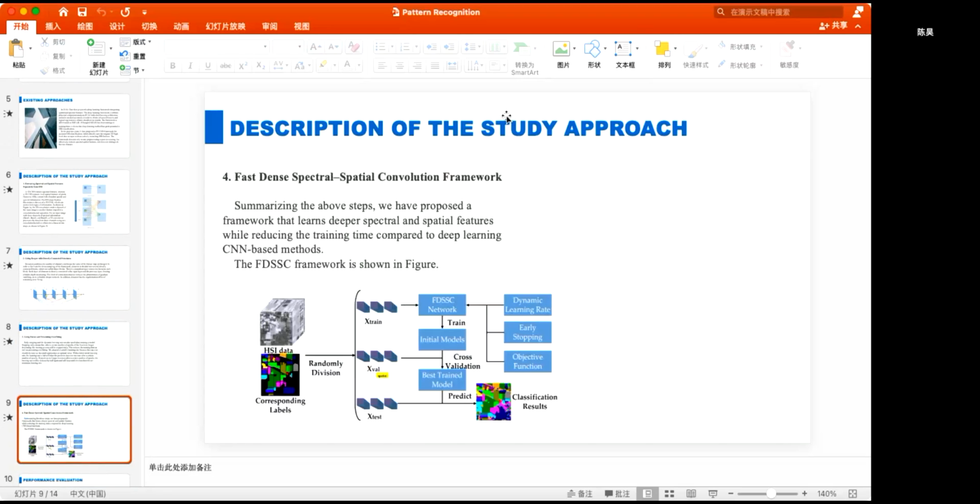The fourth part is the fast dense spectral spatial convolution framework. Summarizing the above steps, we have proposed a framework that learns deeper spectral and spatial features while reducing the training time compared to deep learning CNN-based methods. The FDSSC framework is shown in the figure.